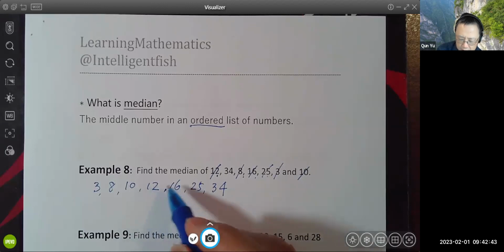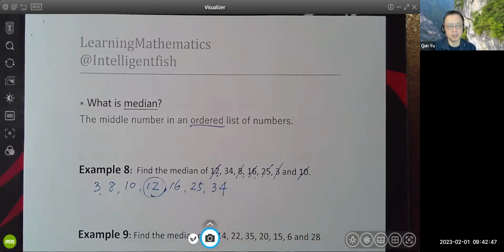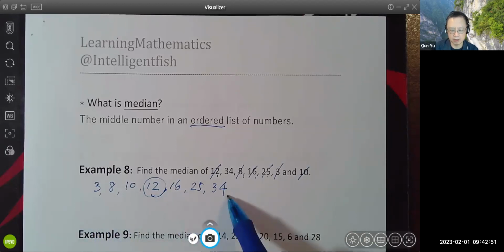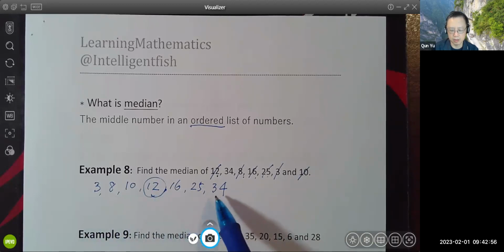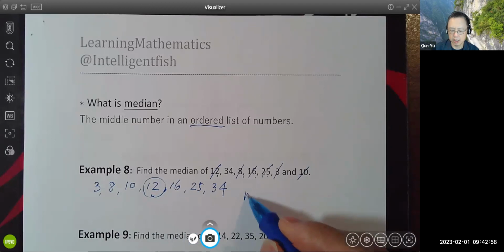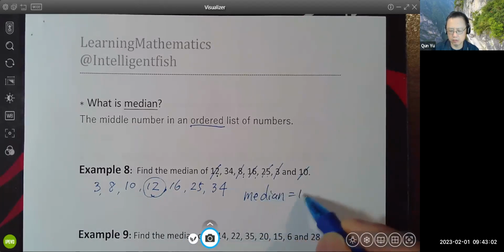Apparently, we only have 7 numbers. Everybody can see this number is in the middle. Being in the middle means you have an equal number of numbers in front and after. You have 3 in front of 12 and 3 numbers after 12. So our answer is the median of this data set is 12.